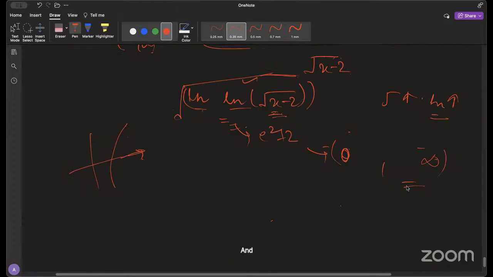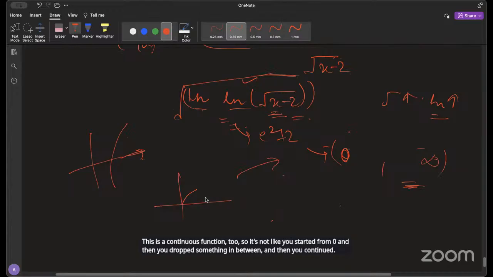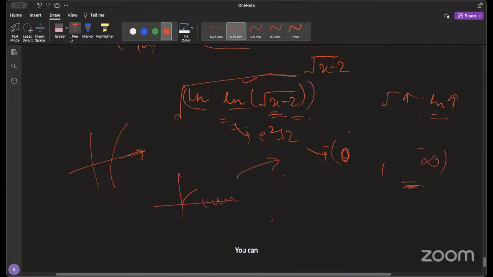And why are we so sure that this is the range? Because this is a continuous function too. So it's not like you started from 0 and then you dropped something in between and then you continue till infinity. You can't drop things because it's a continuous function. Is that all right?